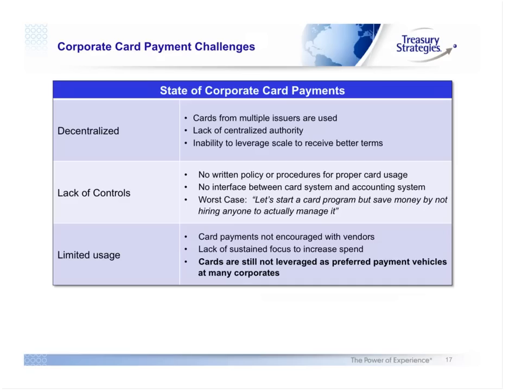Cards from multiple issuers are used. There's a lack of centralized authority and an inability to leverage scale to receive better terms. And so what is very common is for the operating units of a large company on their own to set up card programs for their employees, for their accounts payable departments. And so a large company may have 3 or 4 different card programs. Because the transaction volume is spread around and broken up into several different pieces, they never hit the levels at which the rebates on the card programs are triggered.